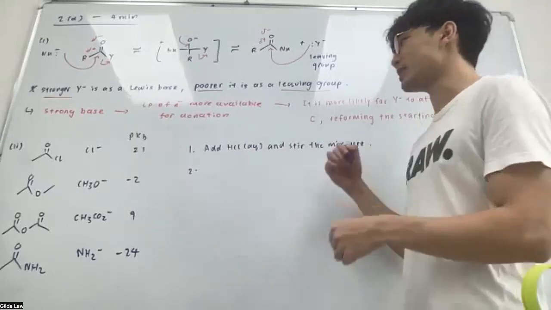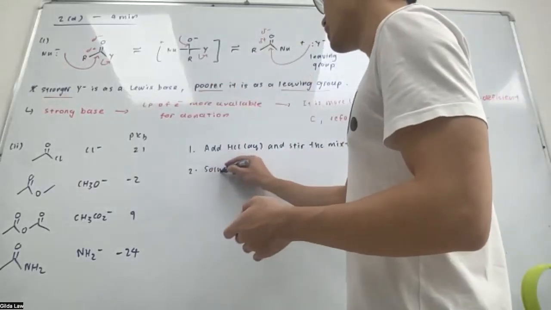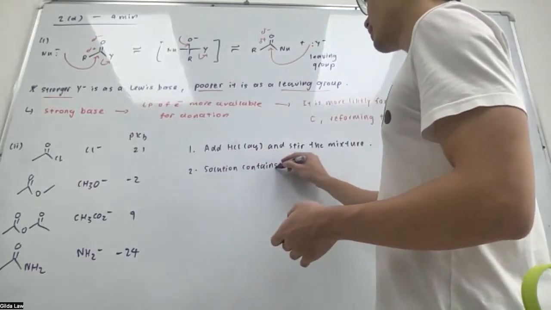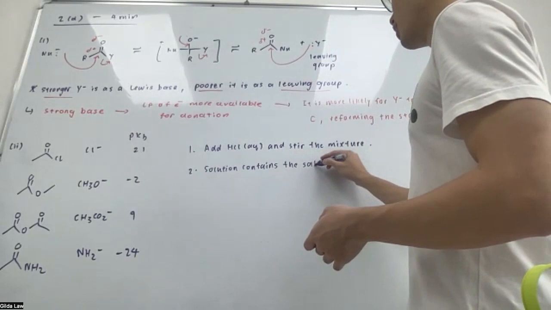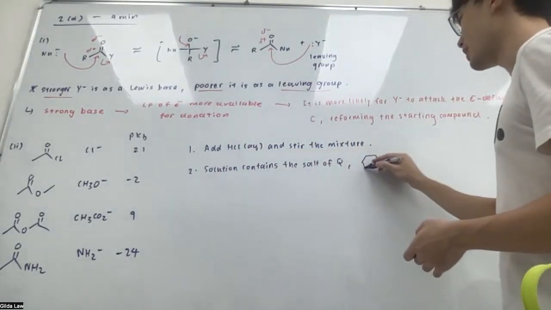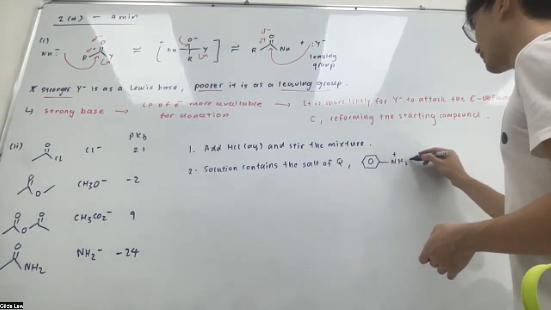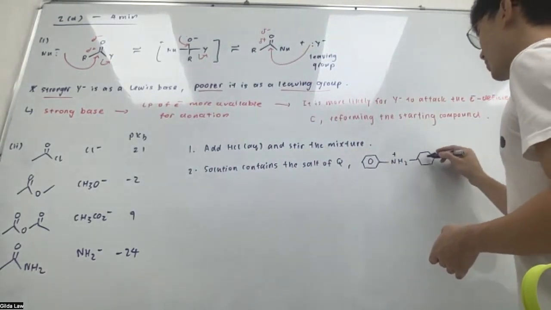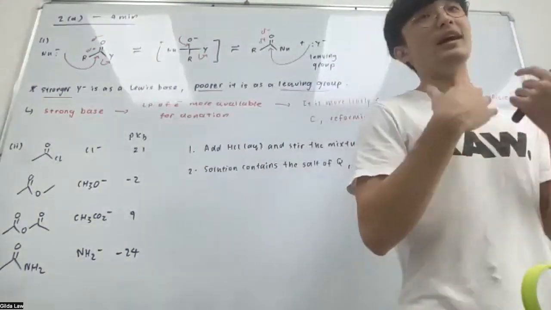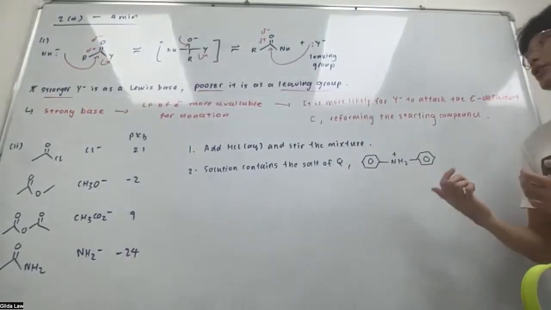So next thing is you must tell me what is formed. So now the solution contains what? You can just tell me the salt of Q. You can draw the salt of Q as well. I recommend this. So the salt of Q will look like that. Remember, this is a base getting protonated, so you add a H plus to the nitrogen. So now the nitrogen has a plus charge also.